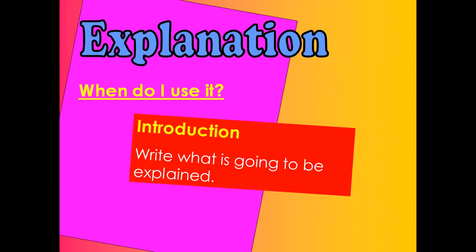So we have 3 steps when we write an explanation text. The first step is the introduction. You need to write what's going to be explained. For example, you are going to write how the rainbow is formed. That's the introduction. To start your paragraph or your text by introducing the topic that you are going to explain. You need to make it clear.